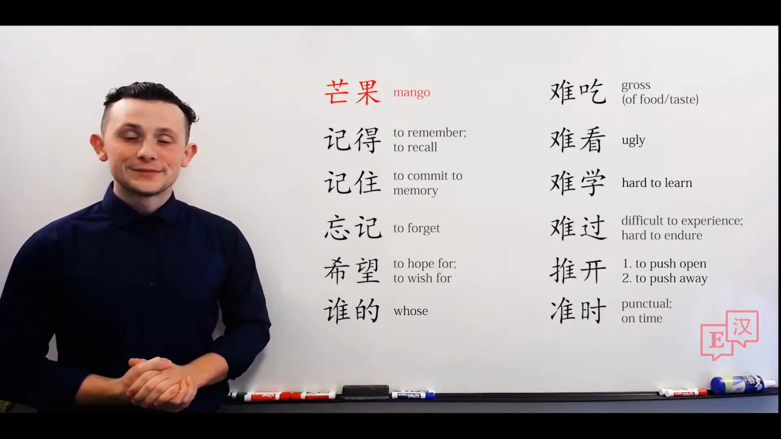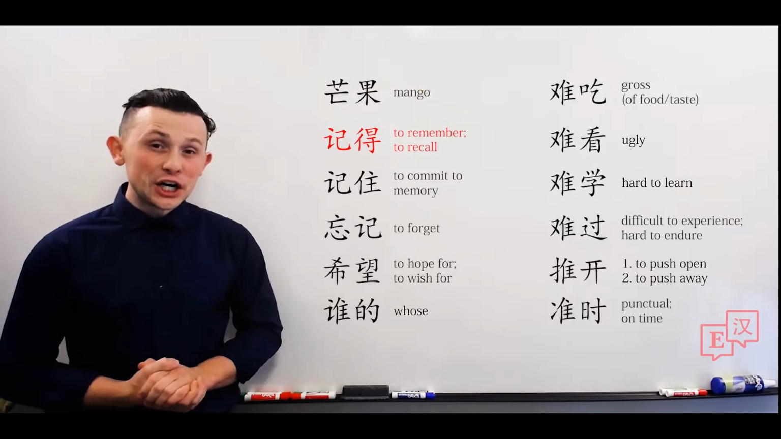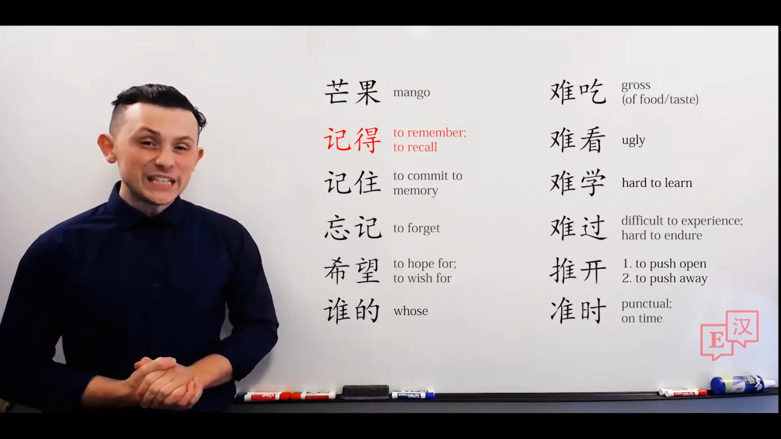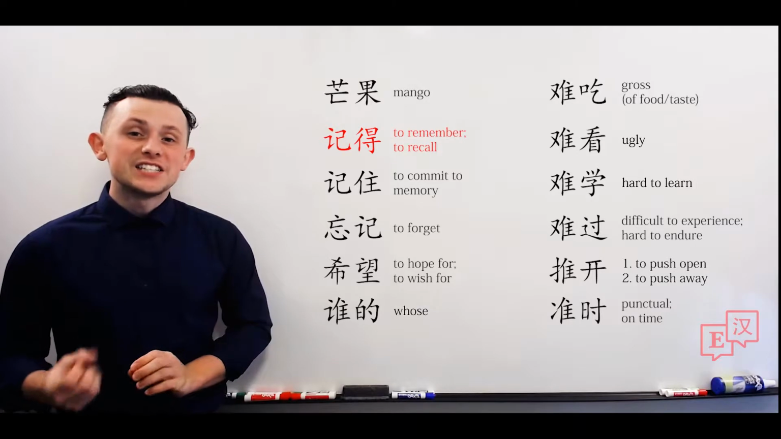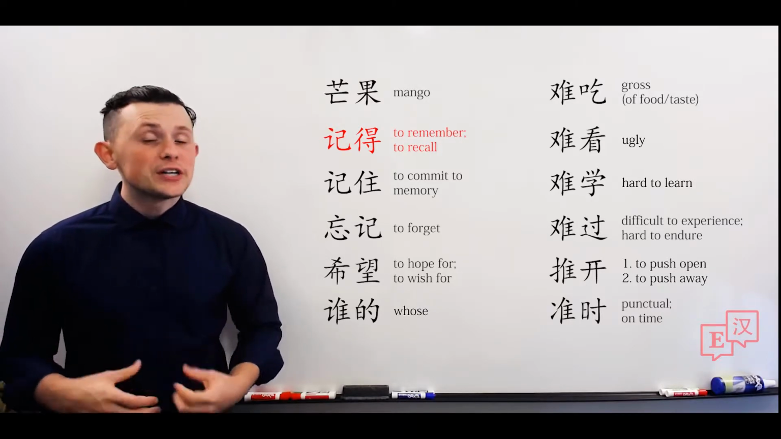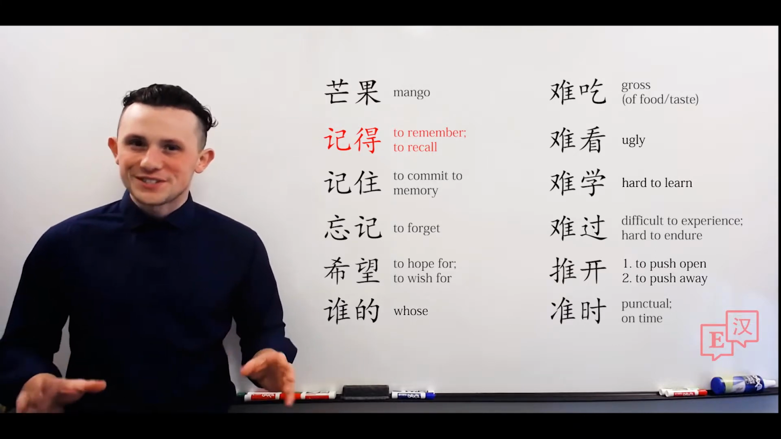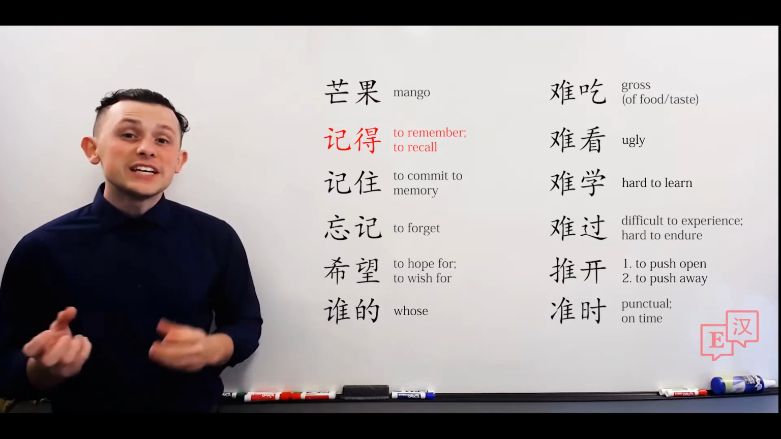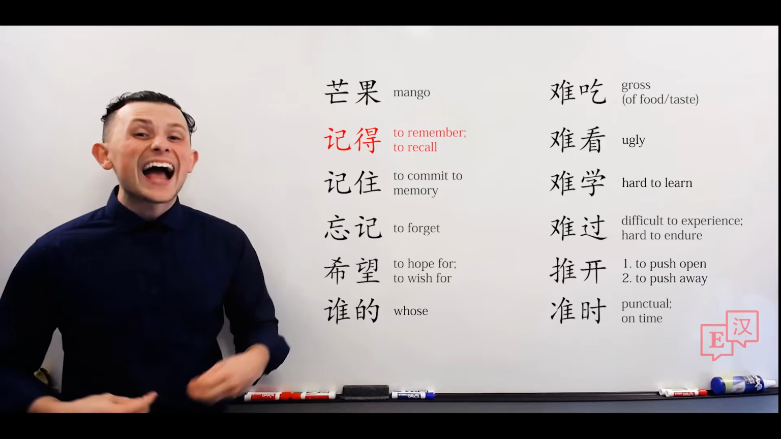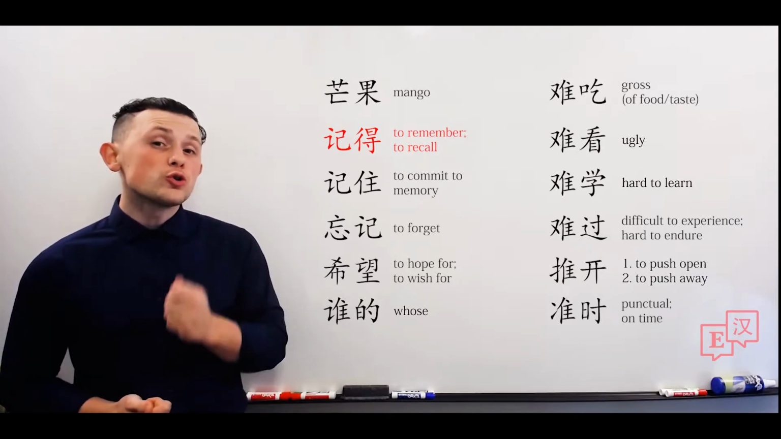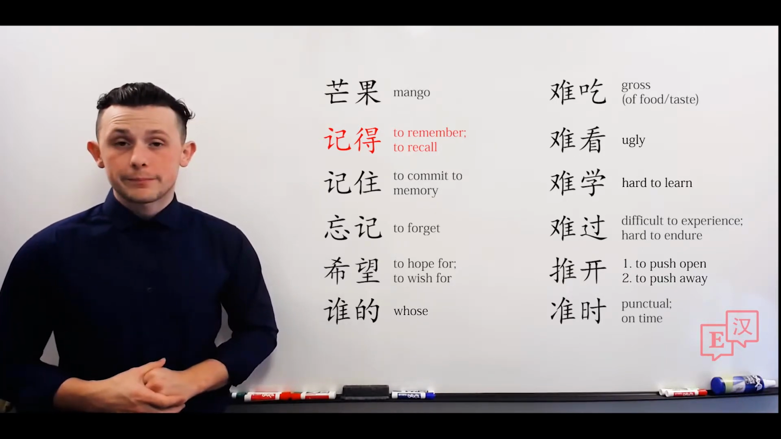记得. 记, to remember, de, to obtain. We'll talk more about that later because we know several uses of de or day now. But 记得 literally means to actively remember. It is the go-to verb for remembering something.